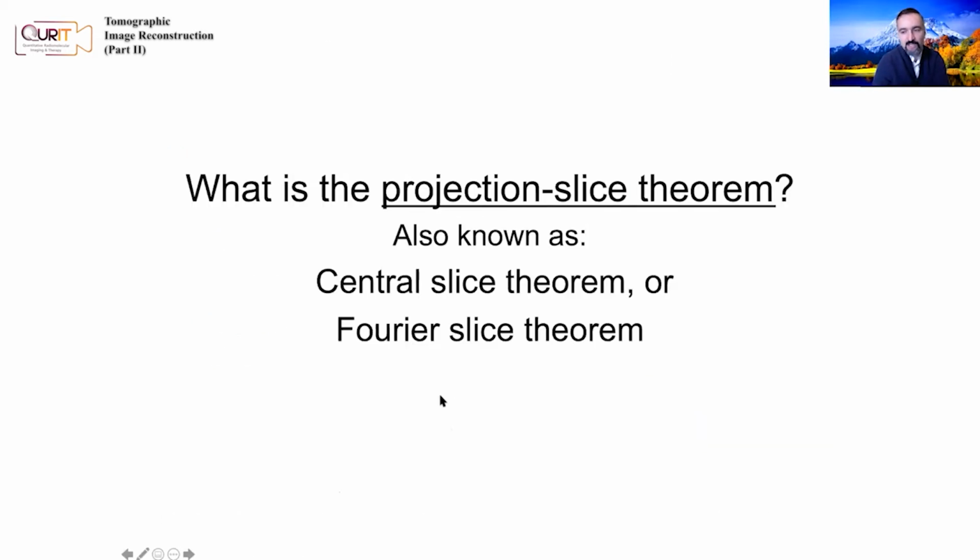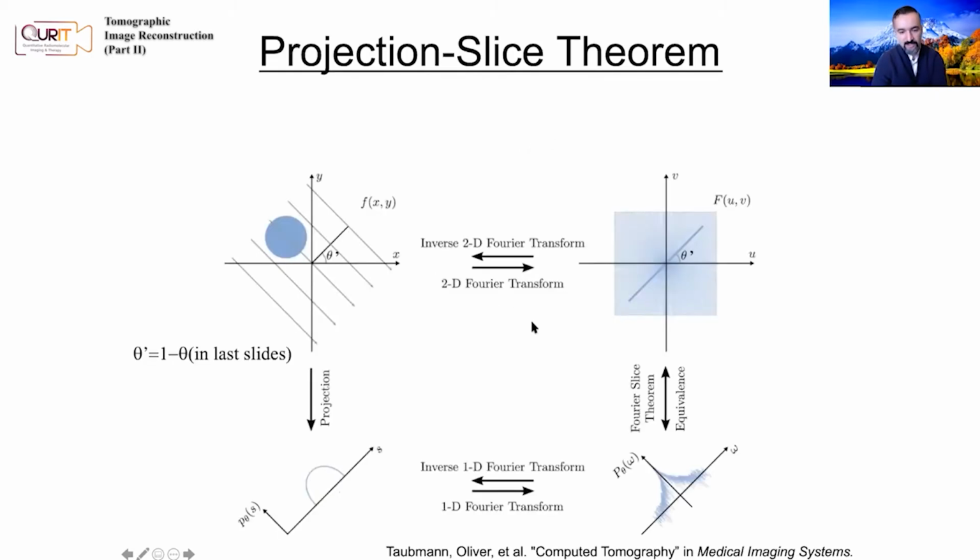But for today's discussion, we focus on the 2D problem to keep it simple. So the core and the essence of analytic image reconstruction is the so-called projection slice theorem, also known as the central slice theorem or the Fourier slice theorem. It's quite a surprising result, actually, and quite fascinating. If you get this, you convince yourself that tomography works, that you can invert the Radon transform.